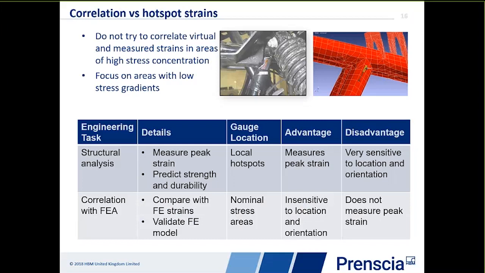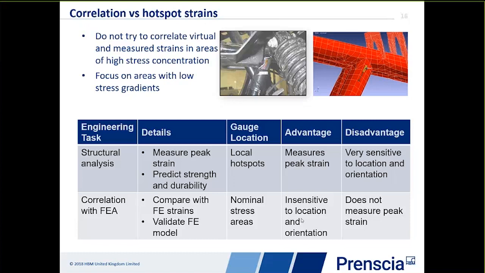For correlation purposes, what we'd really like to do is avoid areas of high stress concentration or high strains. We're going to be focusing on the areas with low stress gradients, and we can see summarized here down in the table. If we are doing correlation with FE, again, nominal strain areas, the advantage here is virtual strains tend to become insensitive to the location. We could perhaps move that strain gauge to an adjacent element, and we're going to get very similar results.